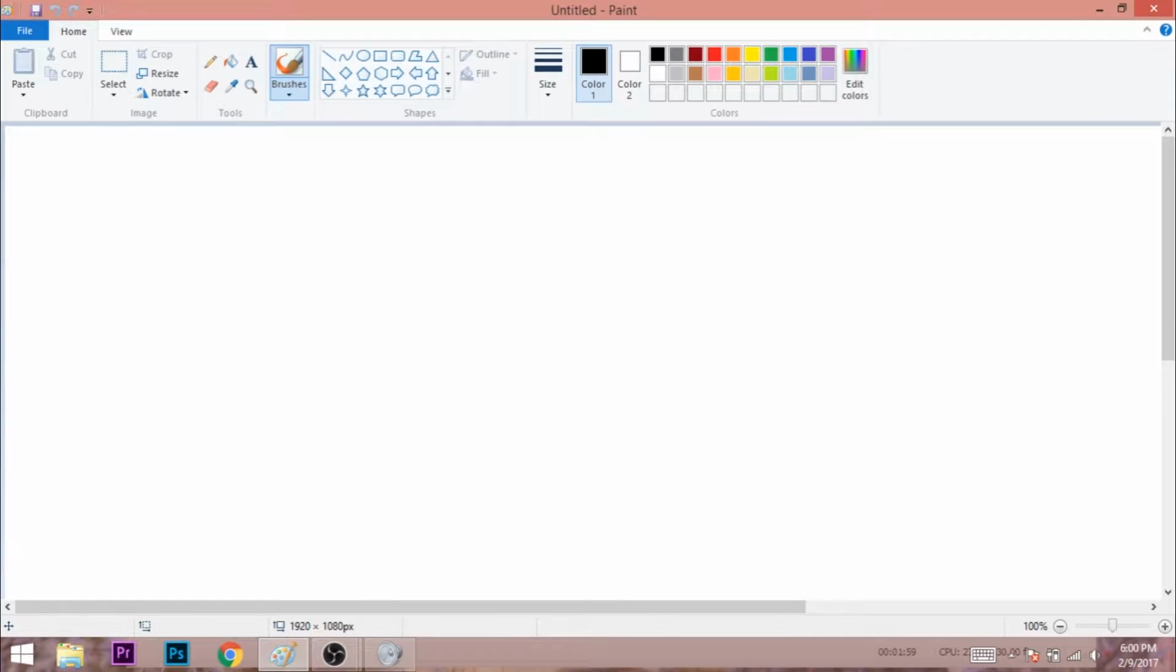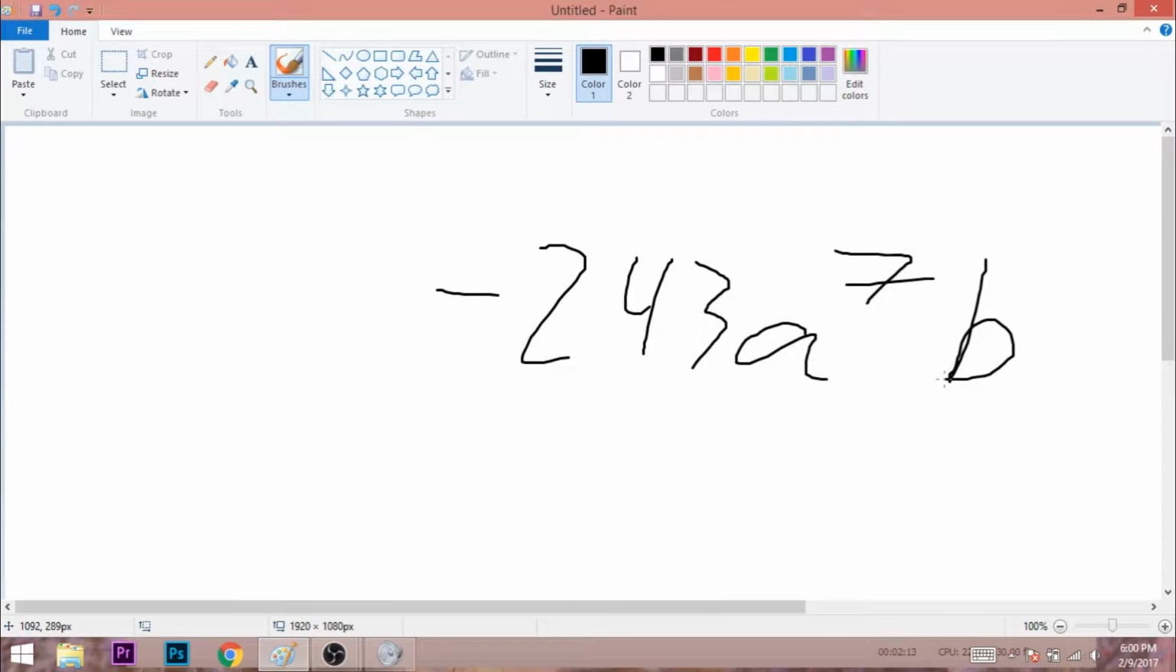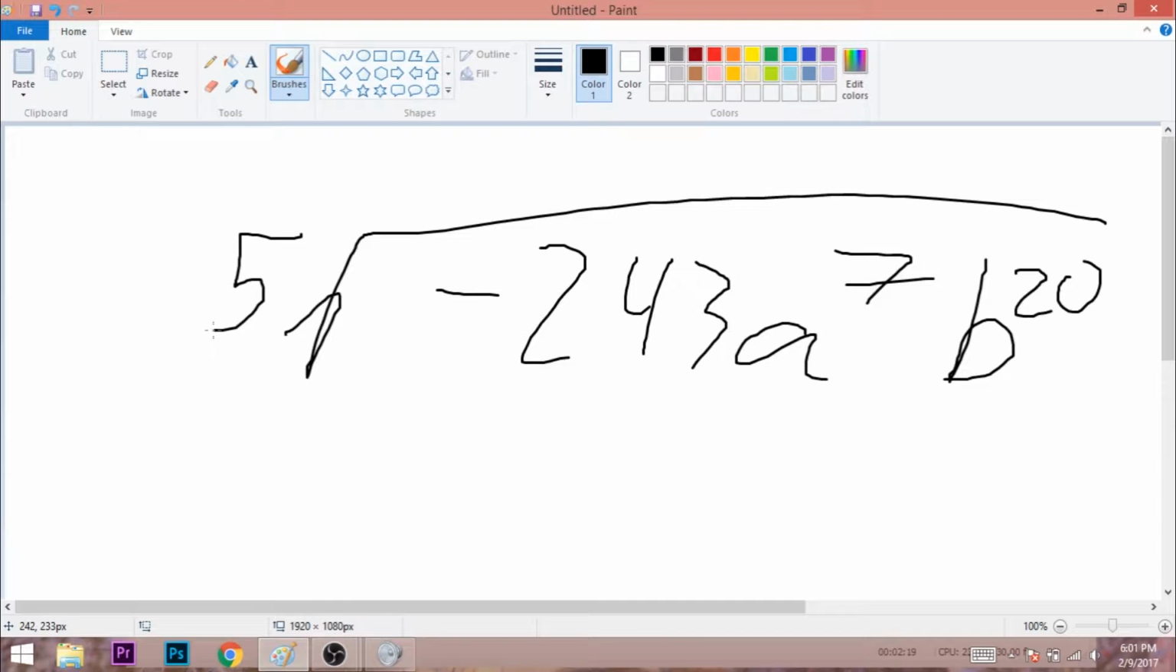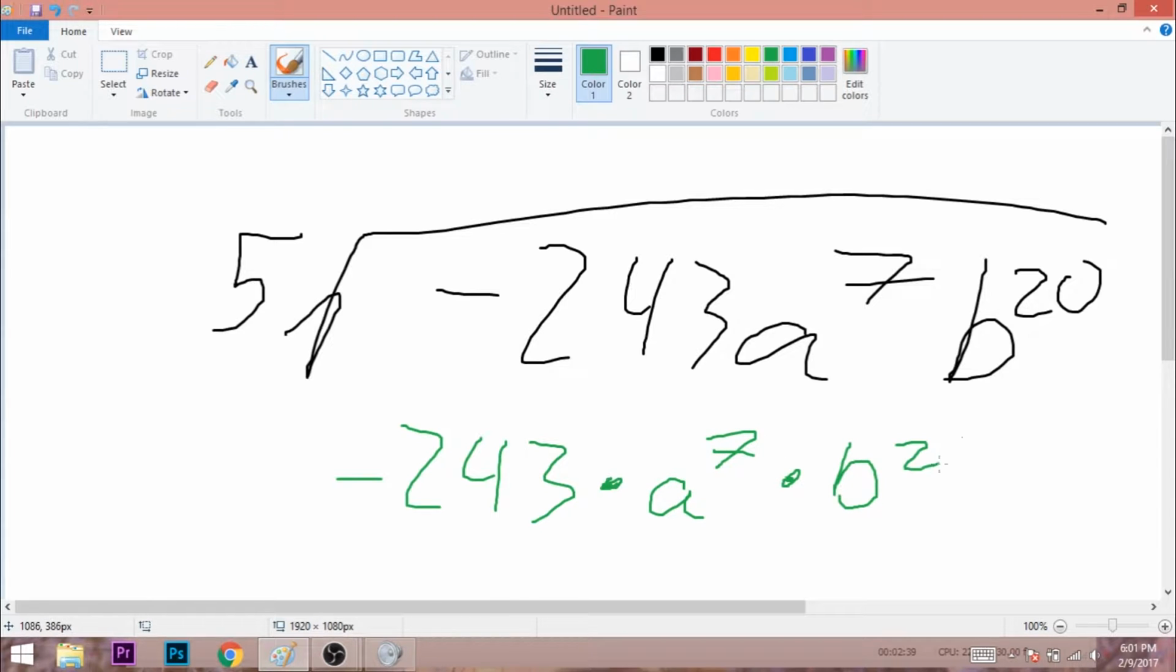So, on the next note, let's start off with an example. Let's say I have negative 243, the same one, right? And then you have a to the 7th and b to the 20th. You get the fifth root of everything, right? First, you're going to break apart the actual number inside of the root. So you're going to have 243 times a7 times b20.